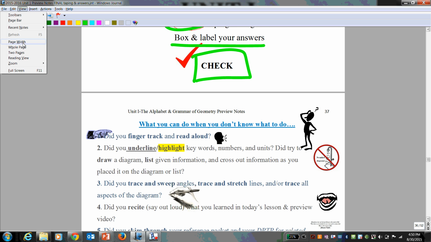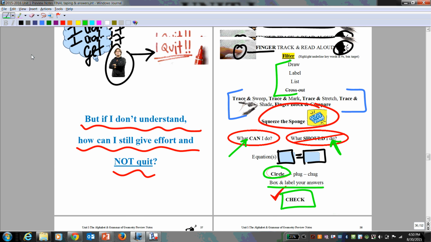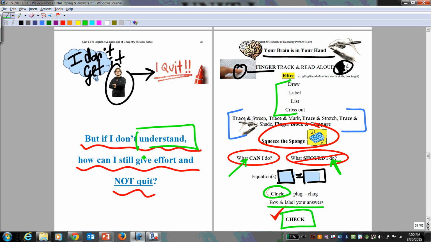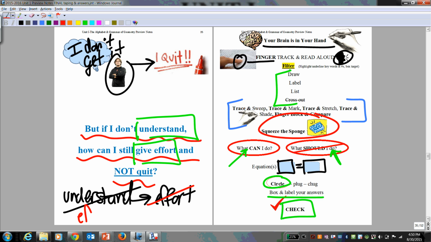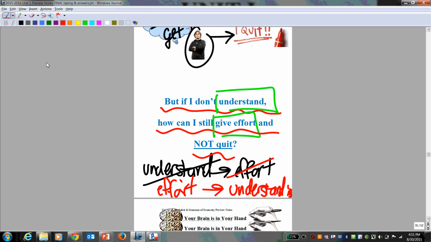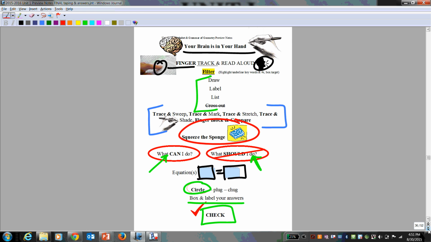So to answer this question, if you don't understand, how can you give effort? Because if you don't understand, you don't give effort. That's what many of you are kind of stuck in. But the problem is, effort is what gives understanding. It's backwards compared to most of you. So, how can you give effort when you don't understand? That's what this page is all about.